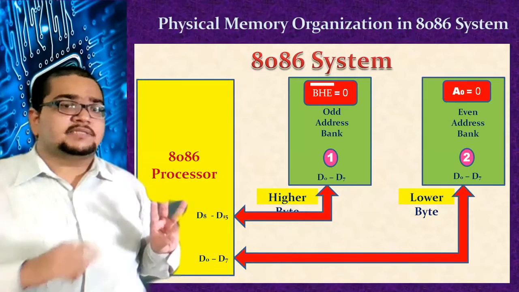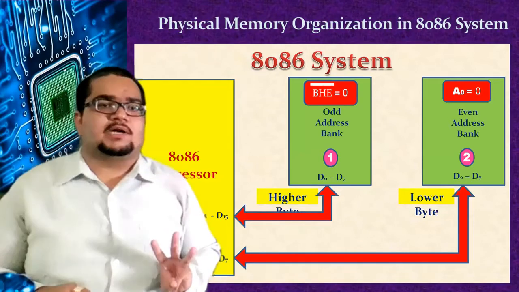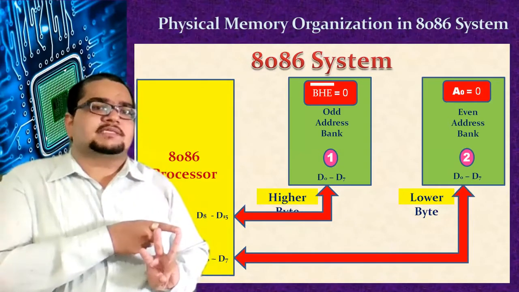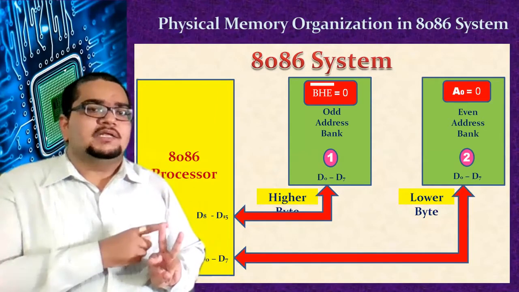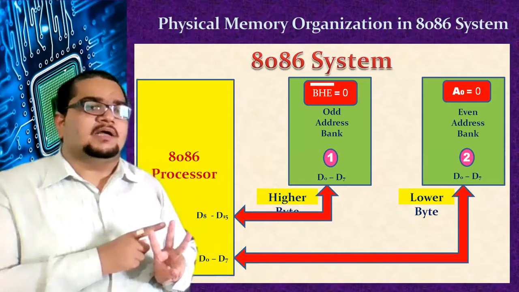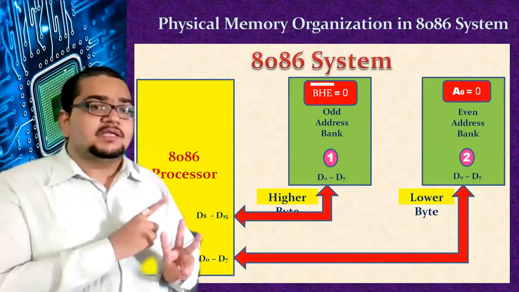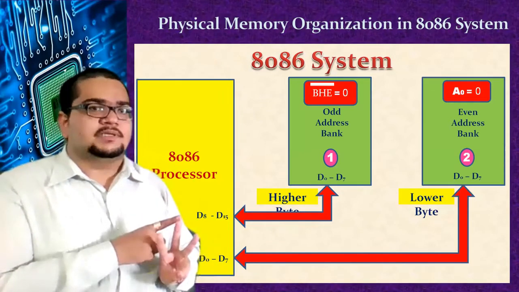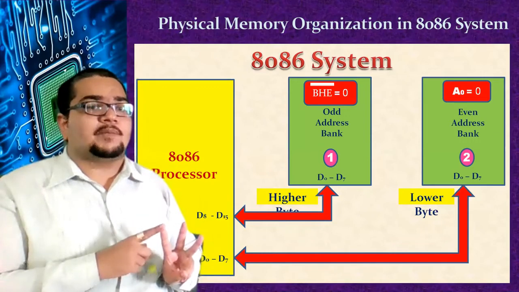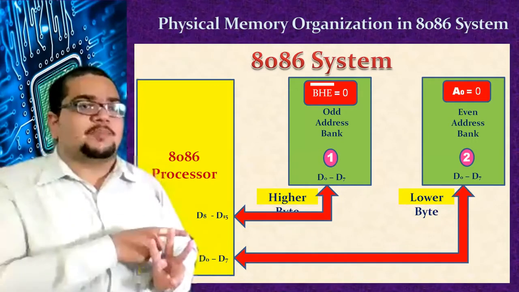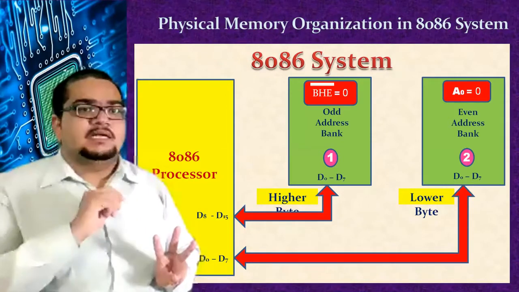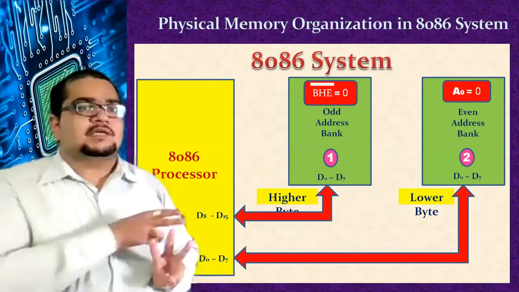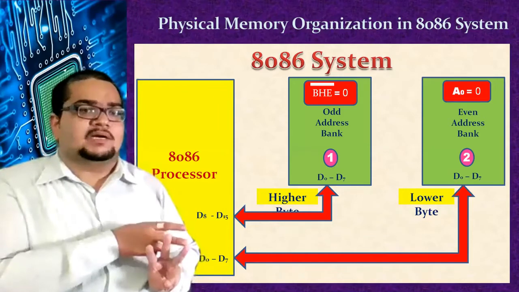Now the 3 operations provided to us are: either you are accessing the complete 16-bit data together, or, if not, you can access 8-bit data. When you are accessing 8-bit data, if it is in the even bank, that is one operation. If that 8-bit data is in the odd bank, that is another operation. So there are 3 operations. One operation says you are accessing 16-bit data, and the other 2 operations say you are accessing 8-bit data.